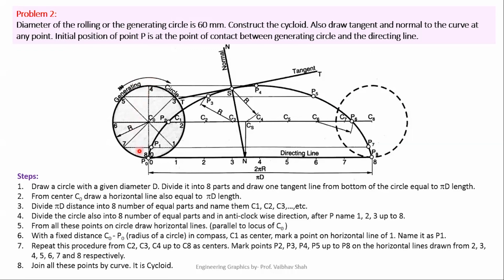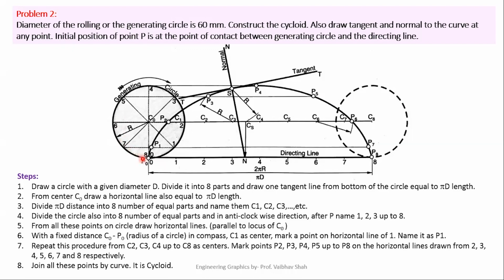After that, we will divide this circle into either 8 equal parts or 12 equal parts. For our case, we will be dividing this circle into 8 equal parts. So let us divide this circle into 8 equal parts, and after dividing this circle, we'll give the numbering. So let us give numbering like this. Starting point would always be 0, 1, 2, 3, 4, 5, 6, 7, and once again return to the initial position.